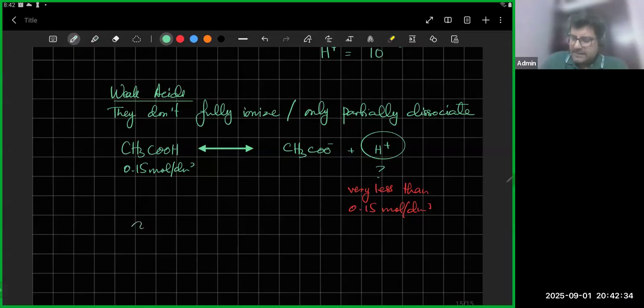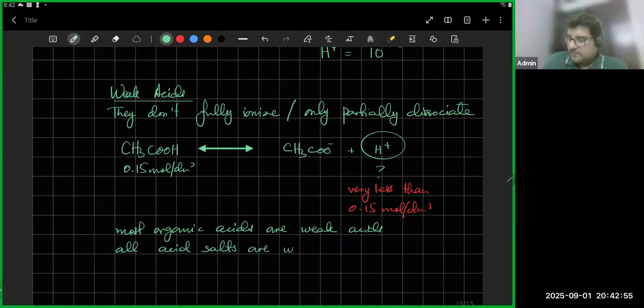And what are your weak acids? Most organic acids are weak acids. All acid salts. I'm going to explain acid salts tomorrow. So you've got these things which are weak acids. Mostly it's your acid salts and your organic acids that are weak acids.